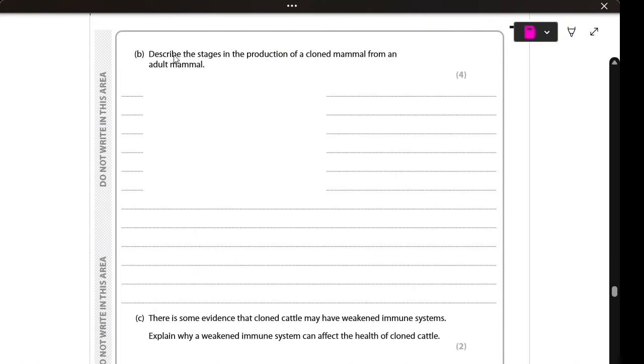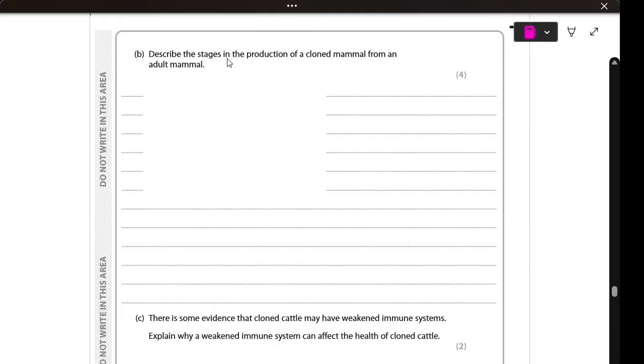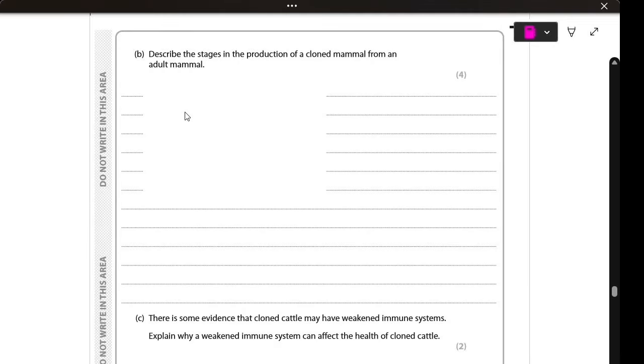In the next question, they've asked us to describe the stages in the production of a cloned mammal from an adult mammal. So we know to clone a mammal, we have to take the nucleus of an adult cell and transfer it to an enucleated egg cell, join them by electric shock, so that they can divide by mitosis and form an embryo, which will then be transferred to the uterus of the surrogate mother.